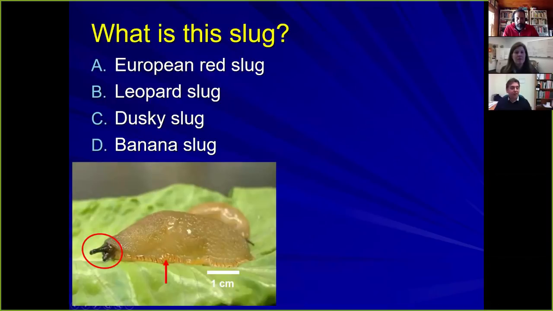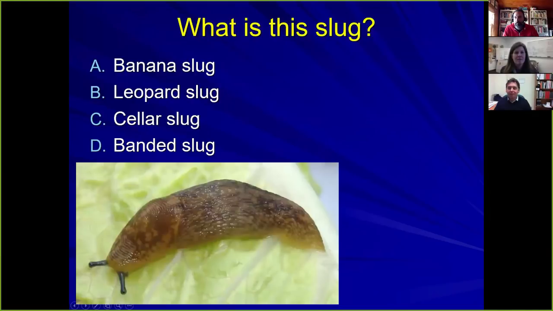It's quite funny. Okay, the last slug I want you to try and identify is this guy here. If you think it's a banana slug, you would go with number A. If you think it's a leopard slug, you would go with B. If you think it's a cellar slug, you would go with C. And if you think it's the banded slug, then you would go with option D. Okay, just another few seconds. We definitely have consensus here. Curious. Okay. Ready?